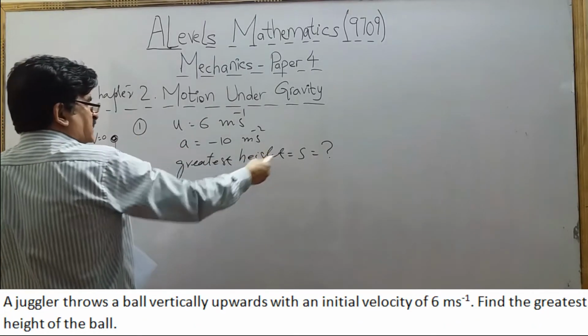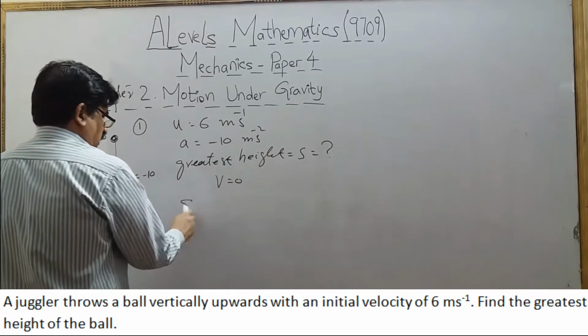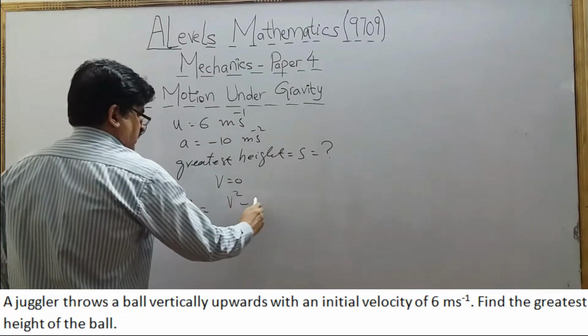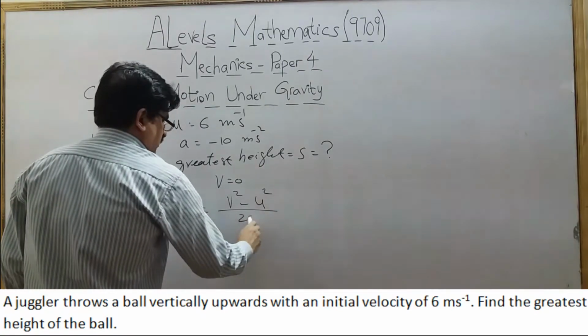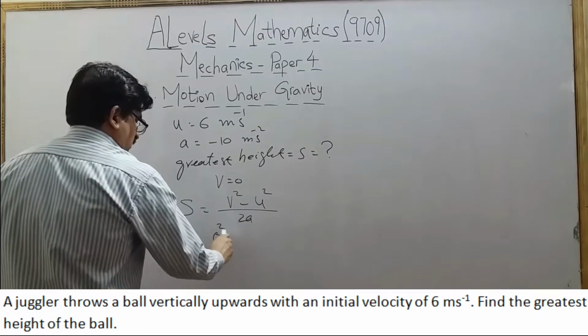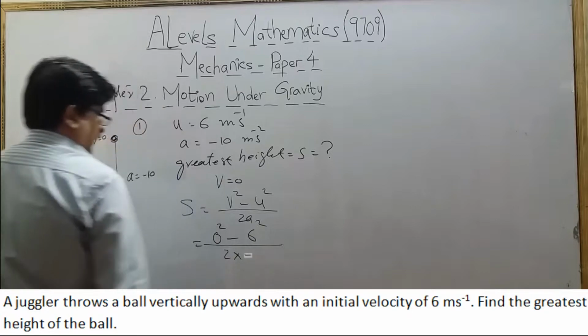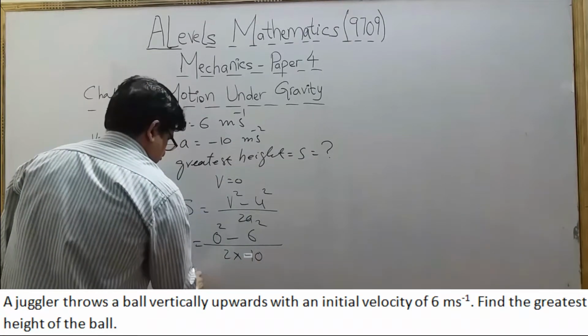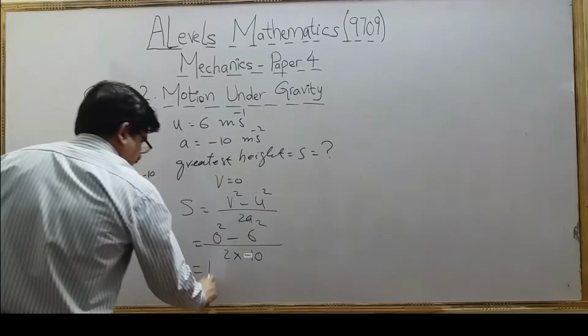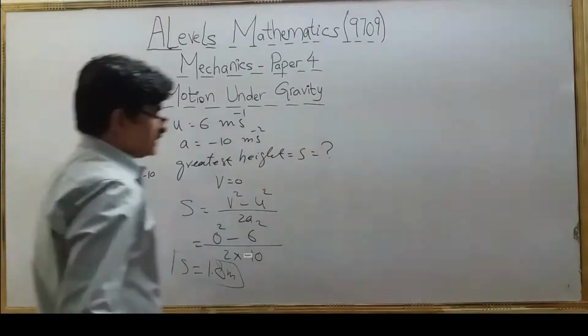Now we have to find the distance. So now you will apply the equation of motion: s is equal to v square minus u square over 2a. Putting the values, v is 0, u is 6 square divided by 2 into a. The value of a is 10. The answer is 1.8 meter. Now see example 2.